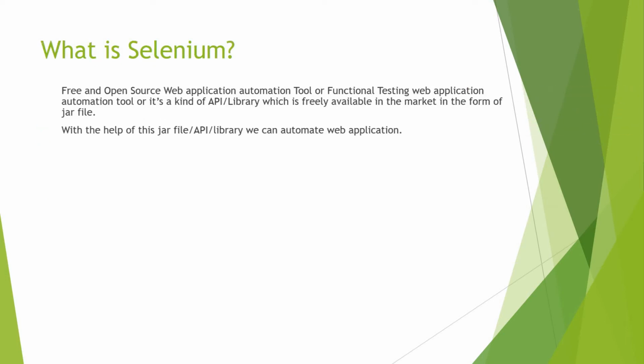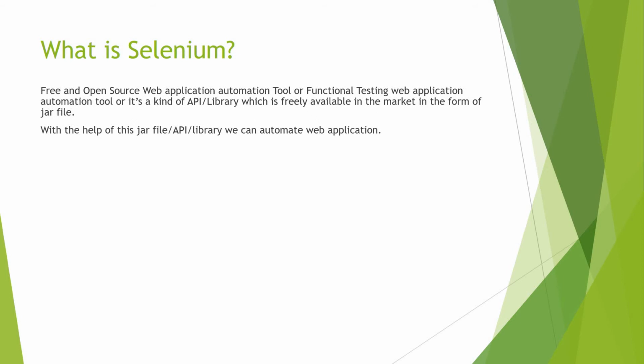So what is Selenium? Selenium is nothing but a free and open source web application automation tool, or we can say it is a functional testing web application automation tool. It is a kind of API or library which is freely available in the market. Directly we can download these APIs and use them. We'll get this API in the form of a jar file, and we can download it and use it for our automation purpose.